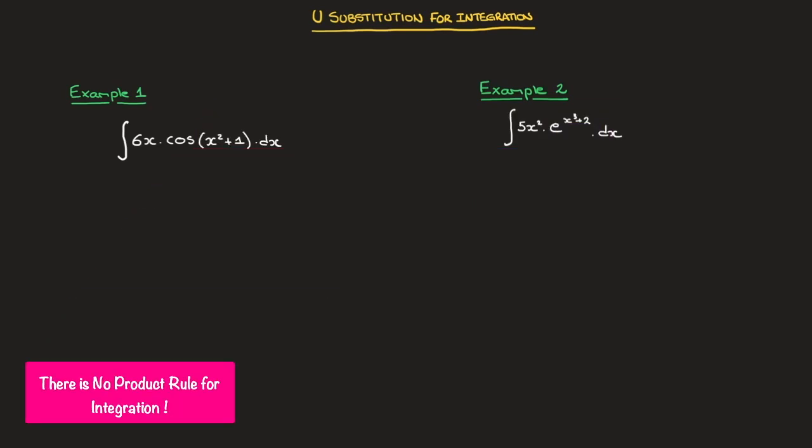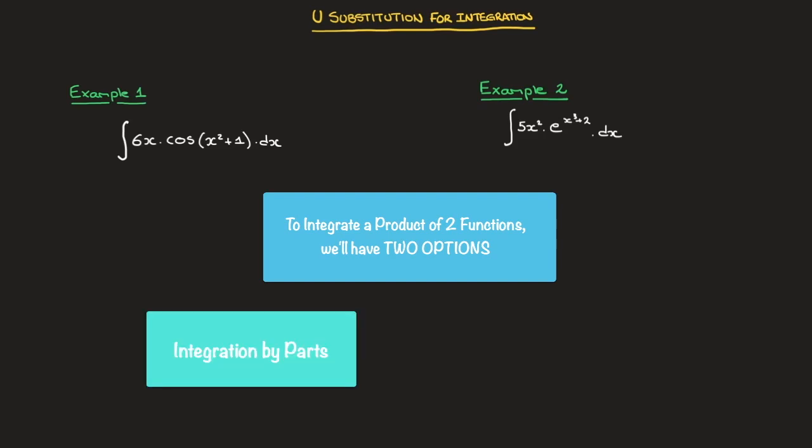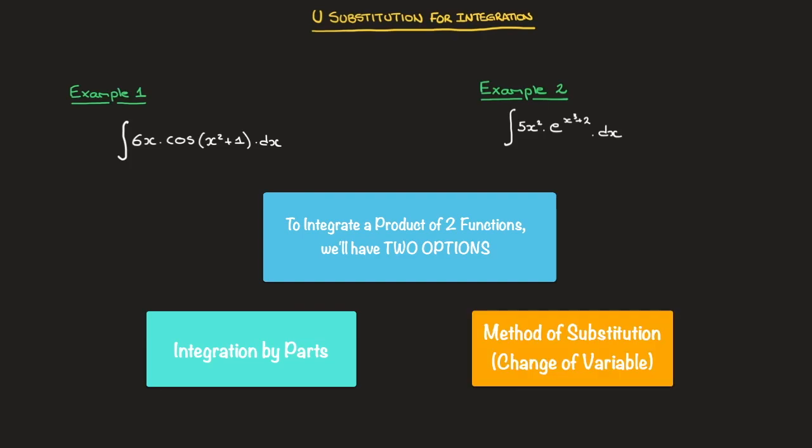In fact, when integrating a product of two functions, we only really have two options. One of those options being integration by parts, which we'll learn later on in our studies, the other option being the method of substitution. And that's exactly what we'll learn here.